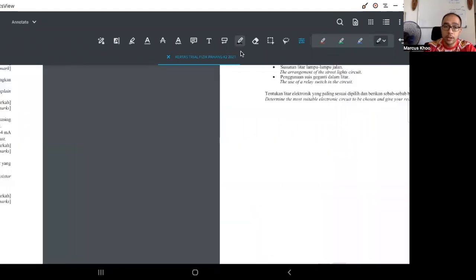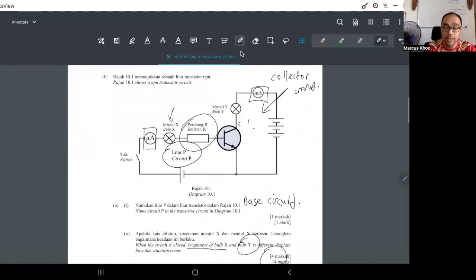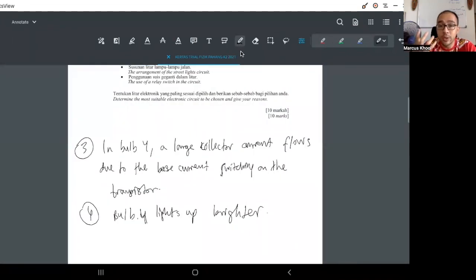Okay, so let me repeat now. In bulb X, the high resistance which is there, okay, there is resistance here, will cause a very small base current to flow. So that's why bulb X lights up very dimly. Okay, but in bulb Y, because the transistor is switched on and the function of the transistor is as a current amplifier, it will amplify the current. So a large collector current will flow because the transistor has been switched on by the base current. And because of that, bulb Y will light up brighter.